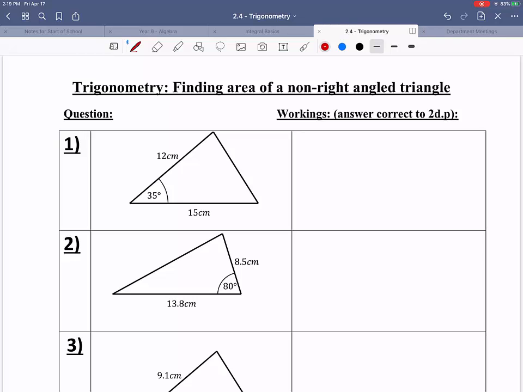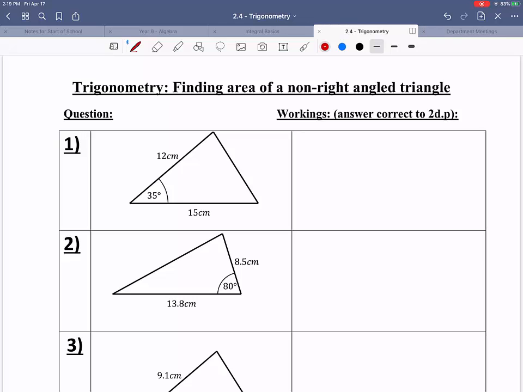The only thing is, if you look at the pictures on this page, there are no heights in there. All you have are sides. And on a right triangle, the base and the height are the legs. It's easy. But on these, there's a new formula we're going to learn.